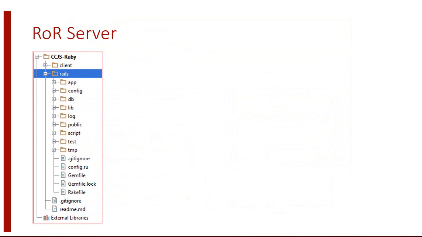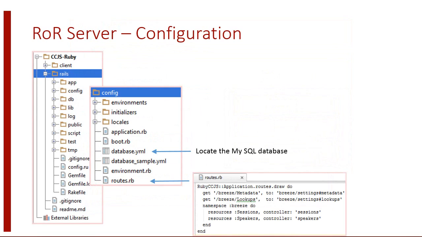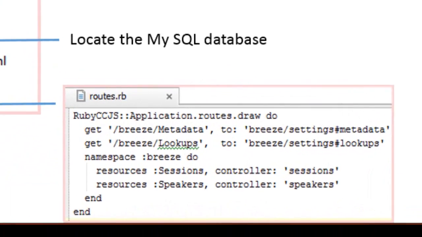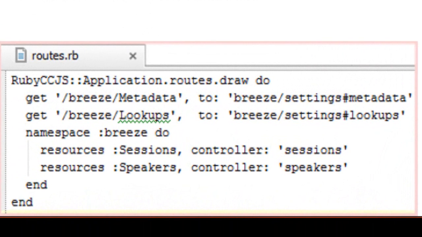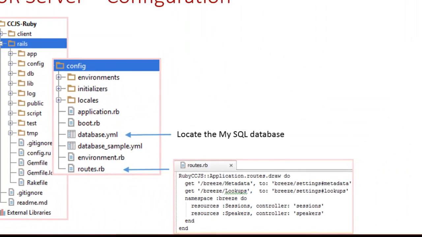The CCJS Ruby application is divided into the client side and the Rails side, and so we have 2 folders for that, and we're looking at the Rails folder. Let's get the configuration part out of the way. So we've got a database.yaml to help us locate the MySQL database, and we have a routes.rb to handle the requests that come from the client and route those requests to the appropriate controllers and methods in those controllers. For you Web API folks, that's a similar concept to the routing with which you're familiar.